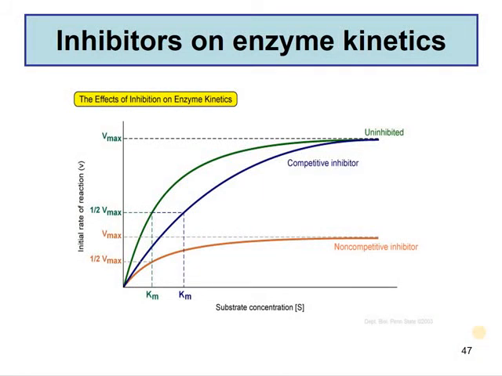What's more interesting is we already spoke about the effect of substrate concentration increasing and how it affects the initial rate of reaction. So with the uninhibited graph, which is the green one, we have that normal phenomenon whereby an increase in substrate concentration increases the rate of reaction, until it reaches what we call the maximum velocity and plateaus. Okay, and then we also get the half maximum velocity, and then you get the Michaelis constant.